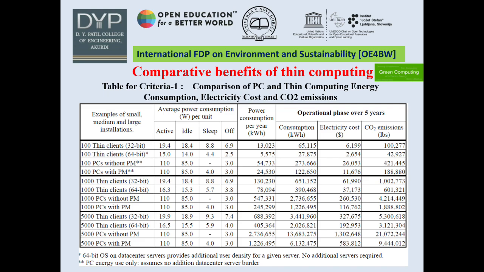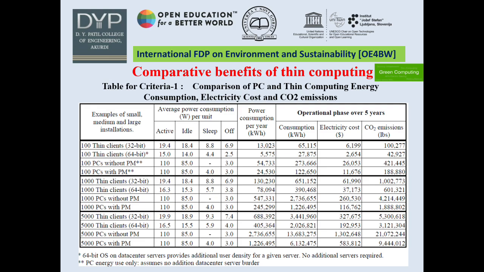Now let us move to the comparative benefits of thin computing. In this diagram, there is a comparison of PC and thin computing energy consumption, electricity cost, and CO2 emissions. That means we are going to compare the PC and the thin computing in terms of energy consumption, electricity cost, and CO2 emissions, which clearly indicates that this analysis illustrates the significant impact that thin computing can have in terms of energy cost saving and greenhouse gas emission reduction.